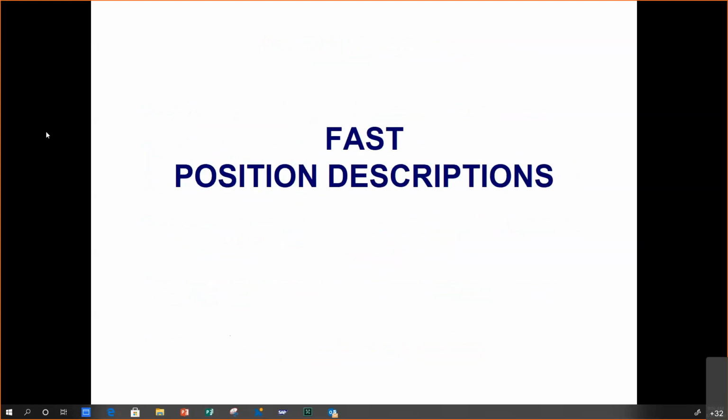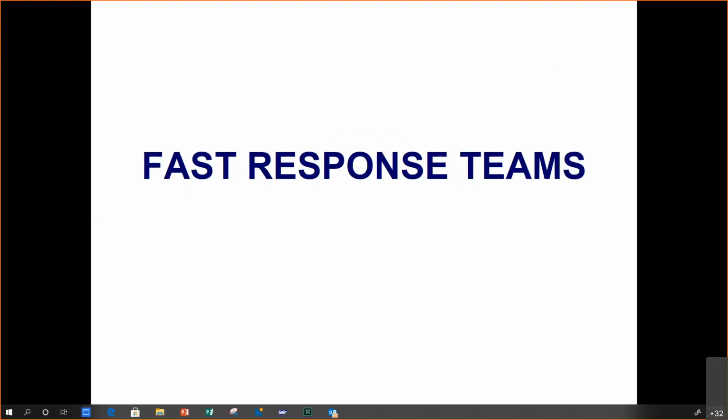So the FAST position descriptions were briefly discussed, I believe, Tuesday. There's a FAST coordinator. They basically coordinate all the different FAST teams and are the leads of FAST teams and the State Emergency Operations Center. The FAST team leads, which are, as it says, the leads for the teams at the shelters, and then the FAST responder members themselves. Next slide, please.